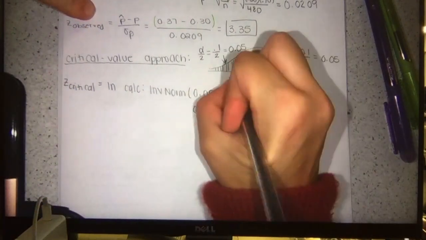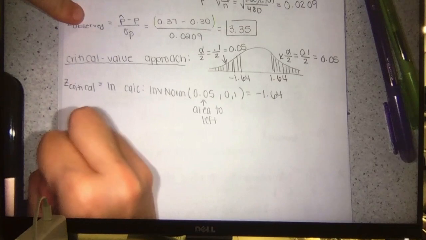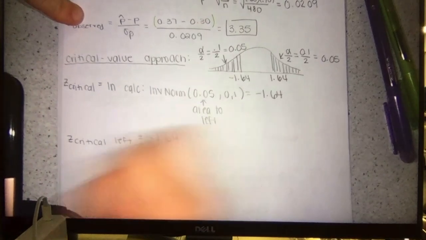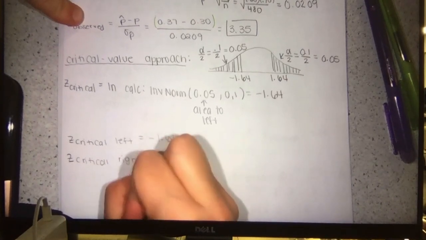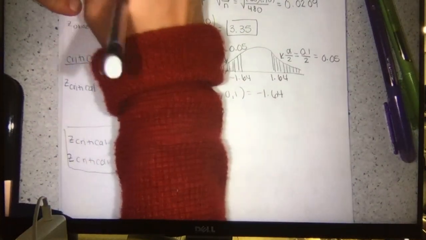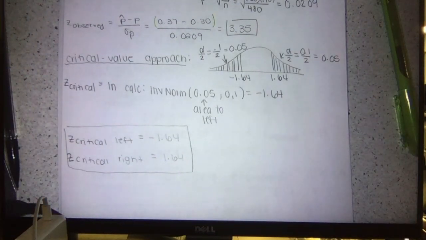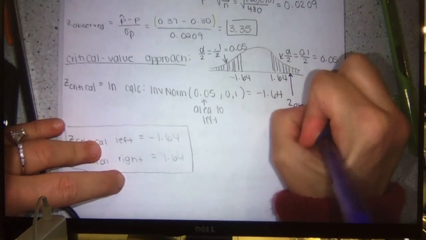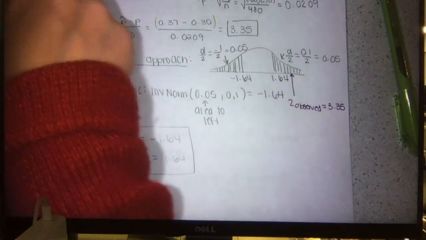So I know this left one is negative 1.64, this right one's positive 1.64. So z critical left is negative 1.64, z critical right is positive 1.64. Last but not least, z observed is 3.35, which is somewhere over here, which is in the shaded region, so we are going to reject the null.